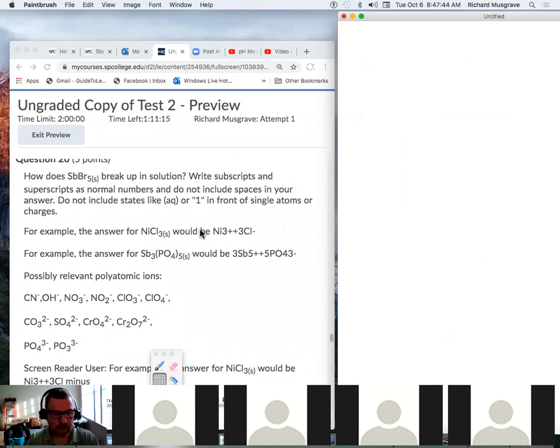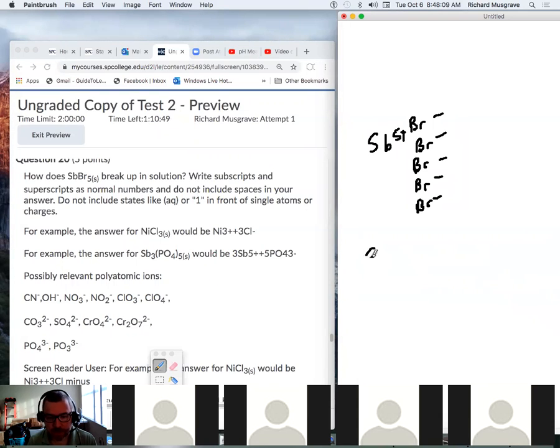So this one, we're looking at how ions break up in solution, and my recommendation is to draw pictures out for these. So this one's SbBr5. So it'd be an Sb with five Br's on it. You'd need to know that Br had a negative one charge. And that would mean that Sb would have to have a 5+ charge to match. So the answer would be Sb5+ plus 5 Br-. That would be how it would break apart. Any questions about number 20?